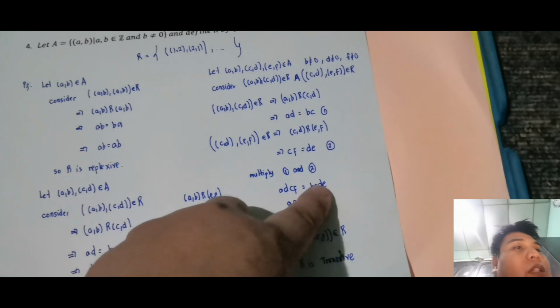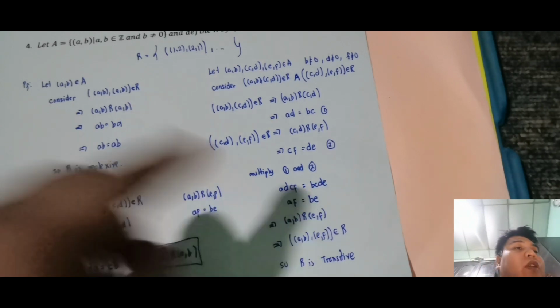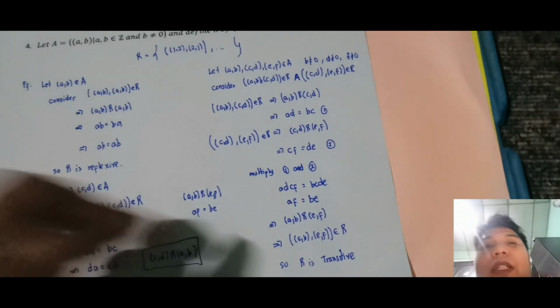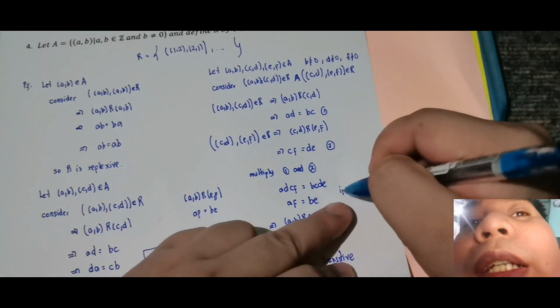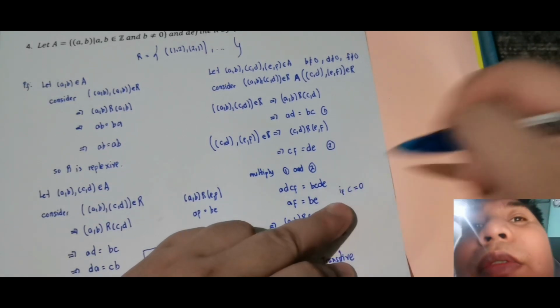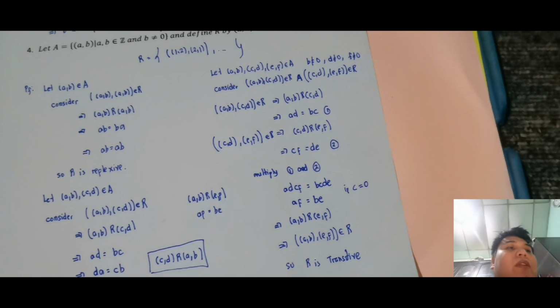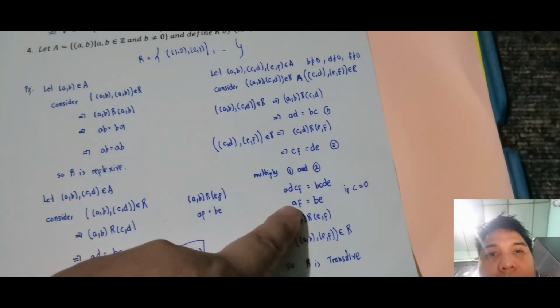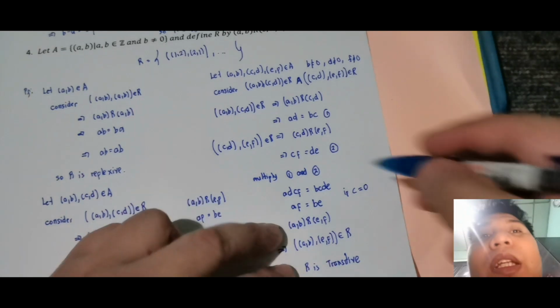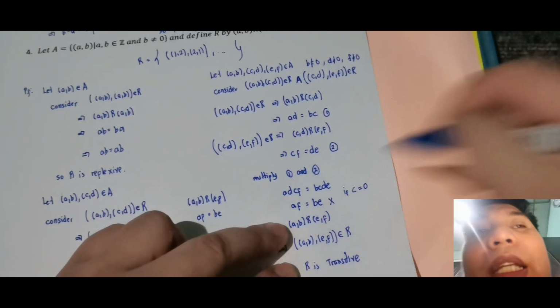Kasi di ba may C is equal to C dyan? Parehas may both C yan. So, kunyari nag-divide ako ng C. What if si C? So, if C is equal to 0, hindi ako pwede mag-divide. Kasi para ako nag-divide ng 0 over 0. So, ibig sabihin, hindi ko pwedeng gawin na AF is equal to BE. So, meaning, itong part na to, mali yan.